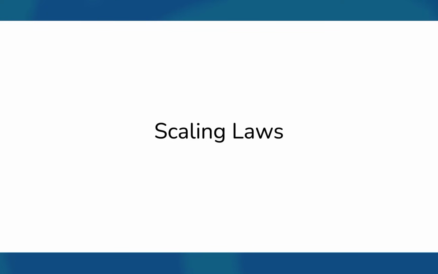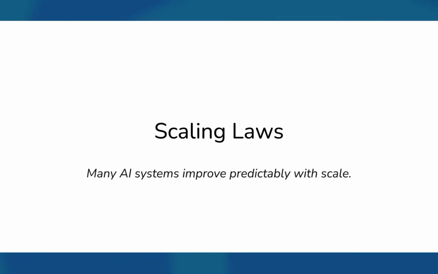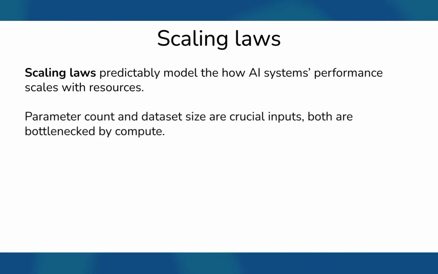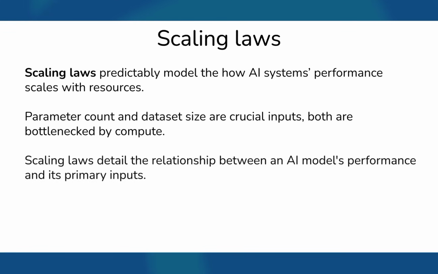And now for the final section on scaling laws. This is analyzing how precisely do models improve with scale. So scaling laws for large language models, or for neural networks, predictably model how AI systems' performance, or some aspects of their performance, scale with resources. The crucial inputs to a scaling law are the parameter count and the dataset size, both of which are bottlenecked or depend on compute. The scaling laws detail the relationship between AI model performance and its primary inputs, namely parameter count and dataset size.